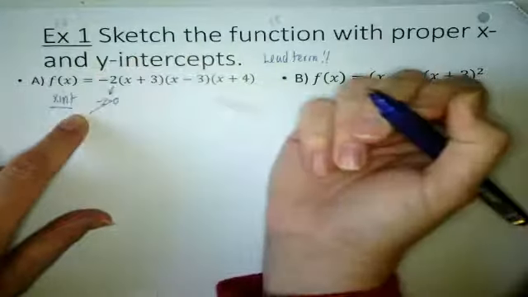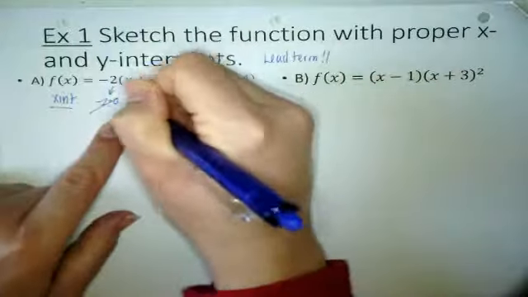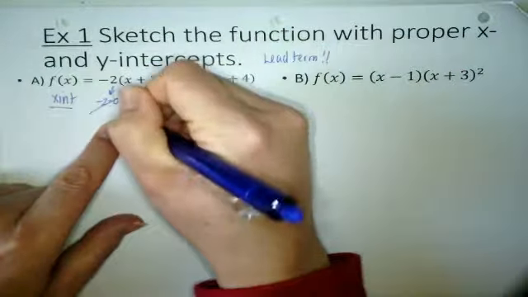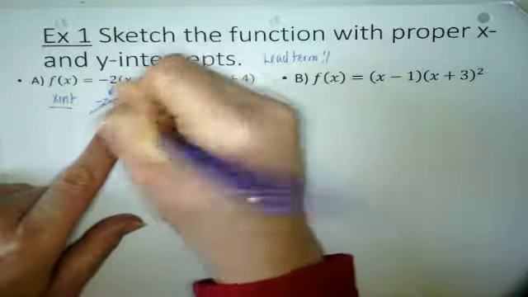No, because -2 does not equal 0. It doesn't have an x, we can't solve for it. Here we get x equals -3. You'll also notice that the power there is 1, so it has a multiplicity of 1. All right, so there's one x-intercept.